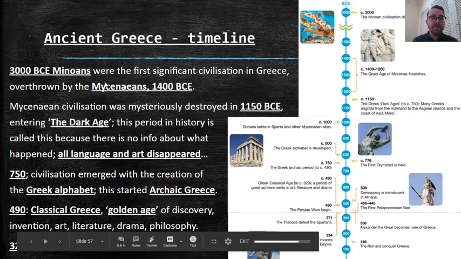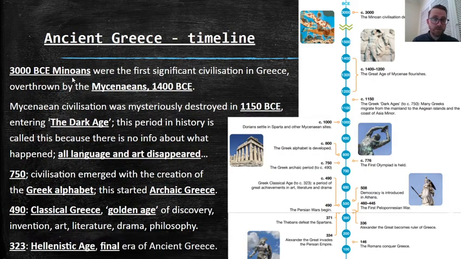So ancient Greece really started with the Minoans. So it was a group of people, the Minoan civilization, in 3000 BCE, so 3,000 years before the year 0, when we started counting history upwards. And they were overthrown by the Mycenaeans in 1400 BCE. So the Minoans were very academic, very peaceful, lots of arts, lots of education. Mycenaeans, strong, very military powered. So they were able to overthrow the Minoans, and they were in charge for about 200 years, the Great Age of Mycenaeans.